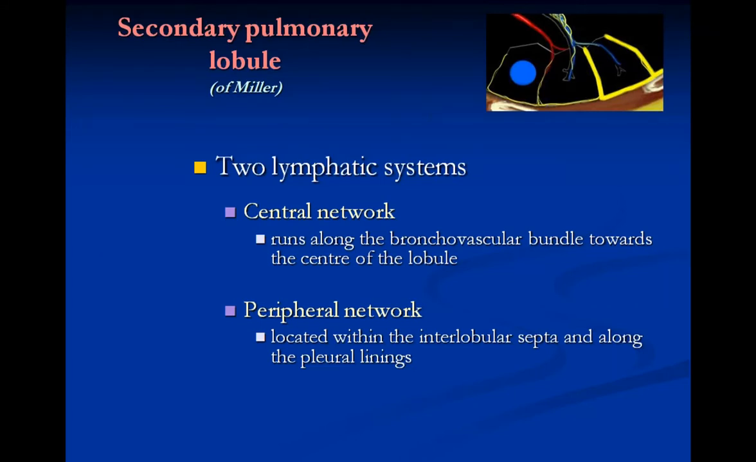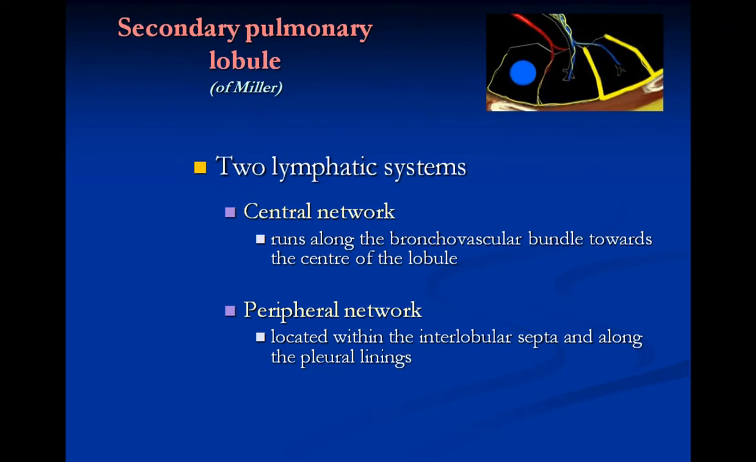If you want to appreciate this microcystic appearance, interlobular septal thickening, traction bronchiectasis, all these interstitial lung changes, basically we have to understand the secondary pulmonary lobule. This is a secondary pulmonary lobule. Many secondary pulmonary lobules make up the lobe of the lung. In this secondary pulmonary lobule, there are two lymphatic systems, a central network and a peripheral network. The central network runs along the bronchovascular bundle.